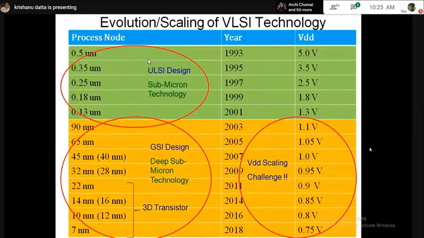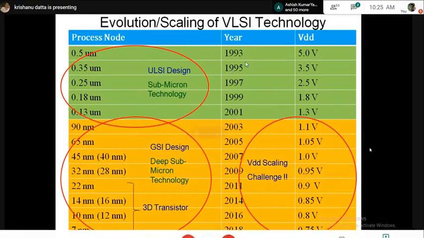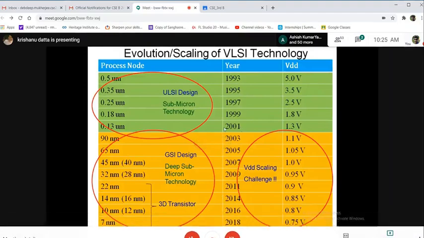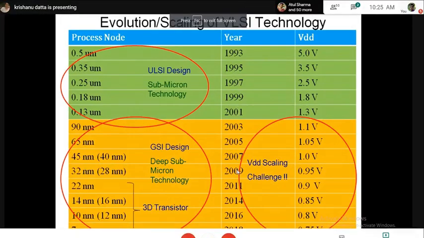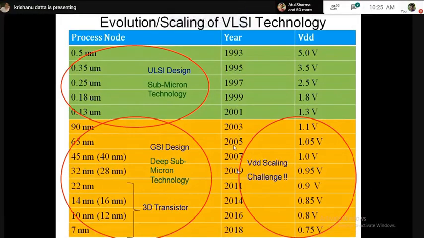Another thing you see is that Moore said 18 months, but in reality what happened? Every 2 years, technologists came up with the new technology. 93, 95, 97, 99, pretty much it maintained a 2 year cadence. Second observation is that there are two zones: one is the green zone, one is the yellow zone.